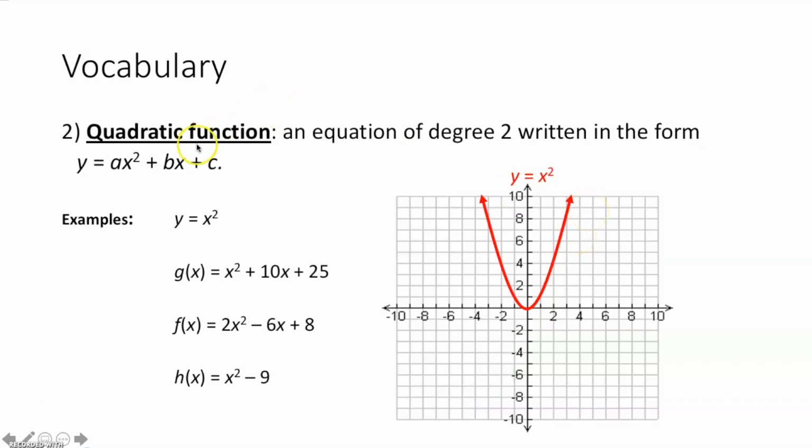Next vocabulary term is a quadratic function. That's an equation of degree 2 written in the form y equals ax squared plus bx plus c. So we've been dealing with this a bunch this particular chapter. You see some examples of quadratic functions here. Notice the exponent, it's degree 2. That's what makes it a quadratic function. Over here you can see a graph of y equals x squared, one of the quadratic functions.